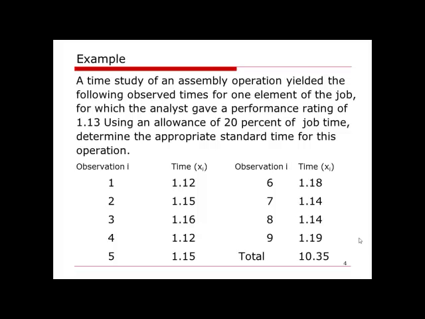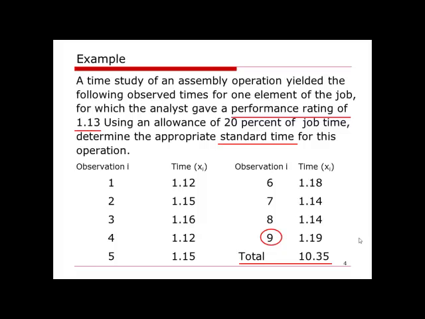Now we need to determine the appropriate standard time. Although the standard time is the one that we need to calculate, we know that to get the standard time, we need to calculate the observed time, and from the observed time get the normal time, and the last step is to get the standard time. Now here we have basically 9 observations, and the total time of these 9 observations is also given as 10.35. So next, let's take a look at how we solve the problem step by step.